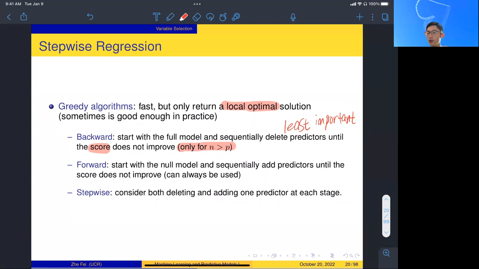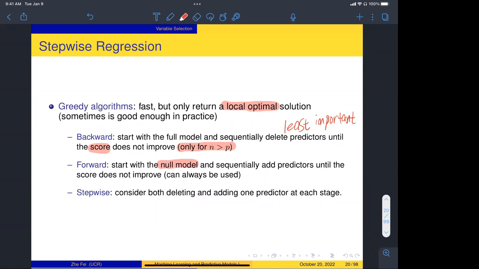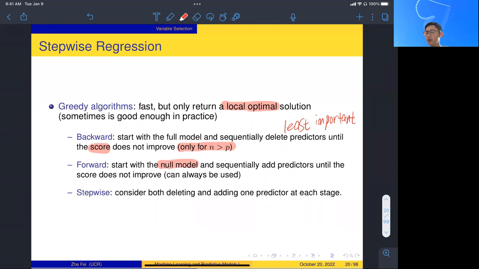On the other hand, we could do forward selection. We start with the null model, meaning the smallest model that includes only the intercept. That's the null model. And we would sequentially add predictors, so that at each step you find the most important predictor. This can always be used even for p greater than n, because we start with a null model.